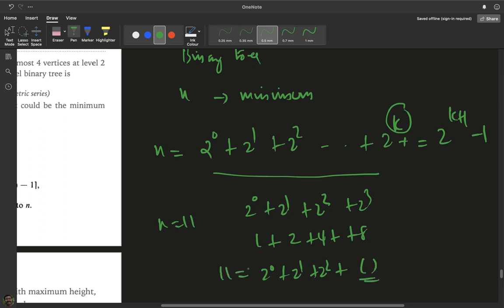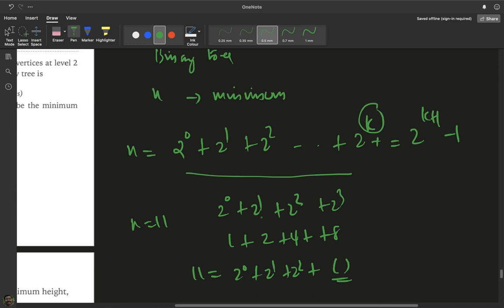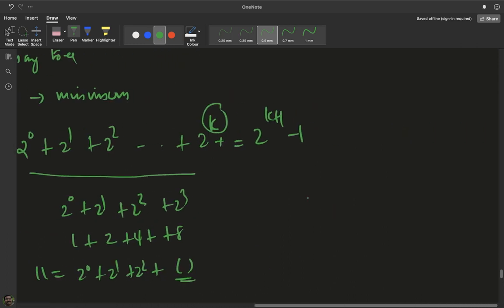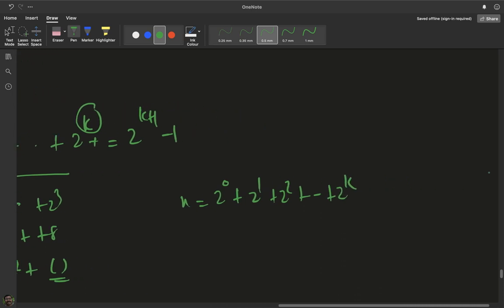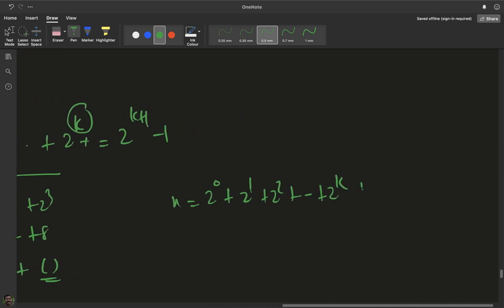So for the time being, assume that your n could be written like that: 2 raised to 0 plus 2 raised to 1 plus 2 raised to 2 plus and so on plus 2 raised to k. It is not necessary; maybe you need some more values there so that you get a sum of n, but for the time being just ignore that. And suppose we can write it like that, up to 2 raised to k, what is the sum of the series?